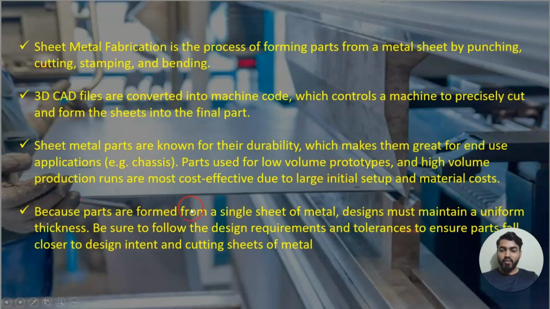Because parts are formed from a single sheet of metal, designs must maintain a uniform thickness. Be sure to follow the design requirements and tolerances to ensure parts fall closer to design intent when cutting sheets of metal. Here is one drawback we need to remember. When we create a 3D model, we can maintain different thicknesses at different positions. But with sheet metal fabrication, the entire sheet should have the same thickness. Why? Because we take one big sheet, cut whatever shape we want, and later bend it. We are not going to add one more sheet to this. You need to remember that.